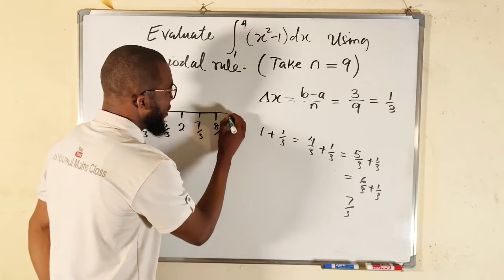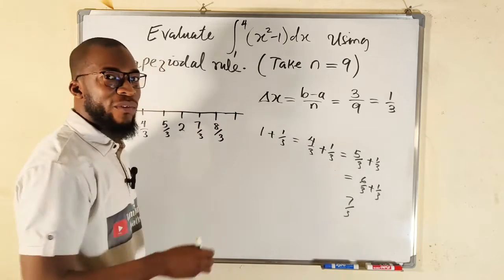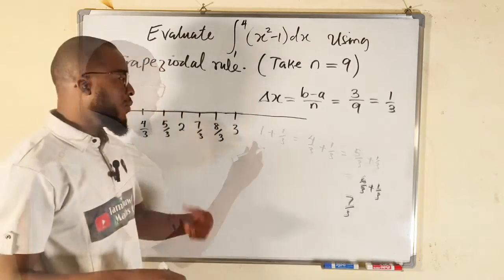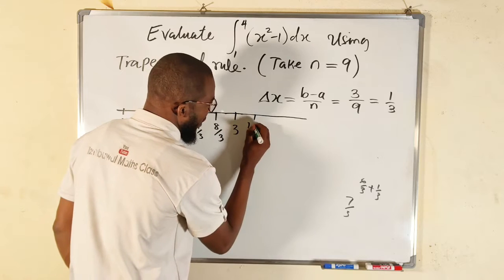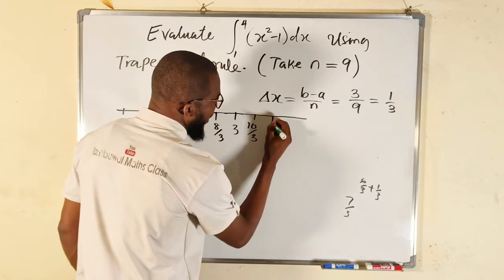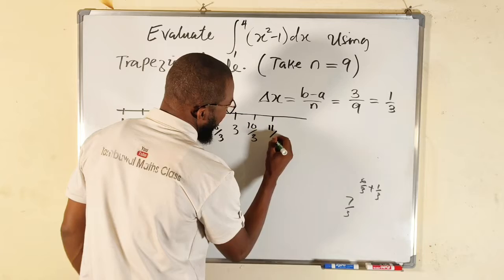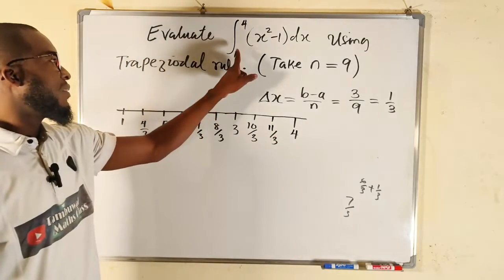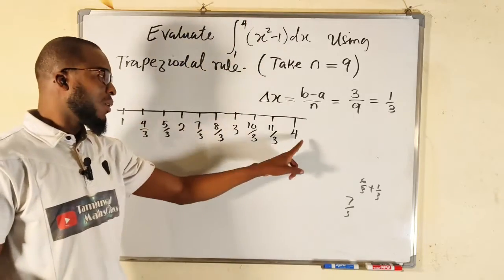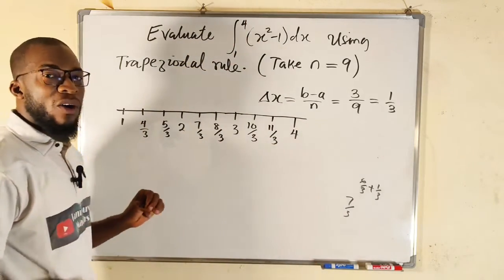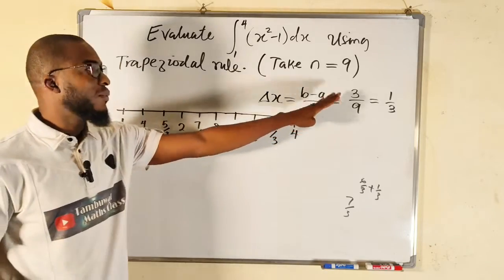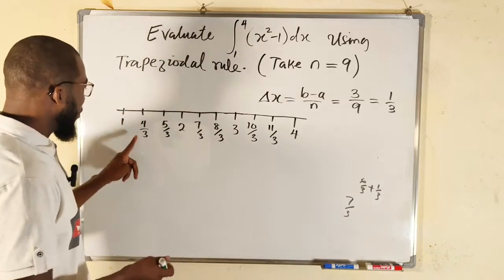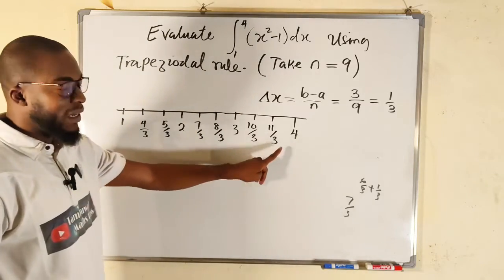8 over 3. We have 9 over 3, which is equal to what? 3. Then we have 10 over 3. We have 11 over 3. Then 12 over 3 is 4. Then we stop because we have to start at 1 and stop at 4. So these are the number of legs we have. Because we have 9 trapezoids, we should expect how many lines? We should expect 10. 1, 2, 3, 4, 5, 6, 7, 8, 9, 10.